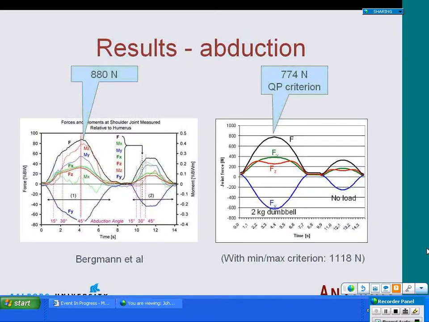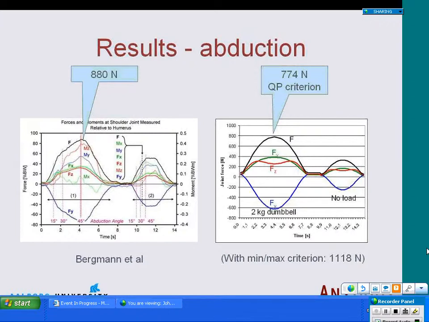Now, on the left-hand side, you see the results from the paper of Bergmann's group, and then you see the simulated results from our model on the right-hand side. The first bubble on the curves is the abduction with a 2-kilogram dumbbell, and the second and smaller bubble represents the abduction with no load on the hands.